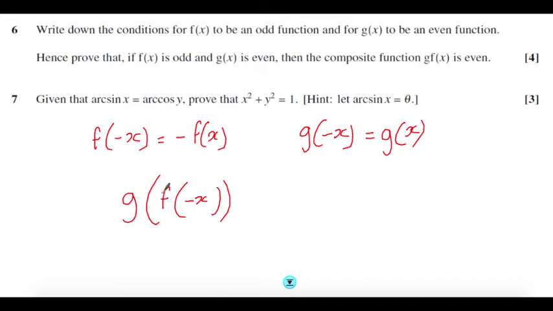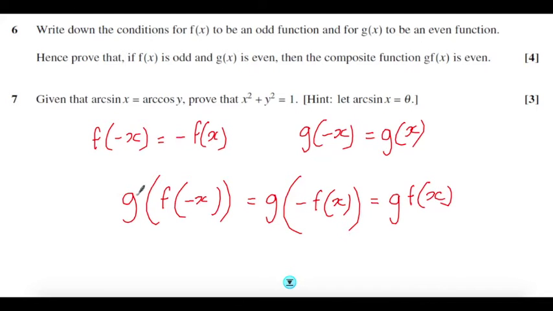So g of f of minus x. As f is odd, f of minus x is going to be the same as minus f of x. So I haven't touched g, I've just swapped out minus, which I'm allowed to do because f is odd. And now g is even, so if you've got g of minus something, that just equals g of that something. So that equals g of f of x. So if you look, we've started with g of f of minus x, and we've done some maths and come up with g of f of x. So we've proved that it will be even.